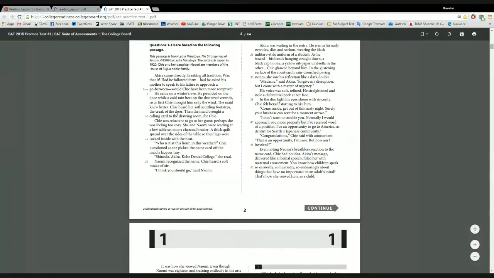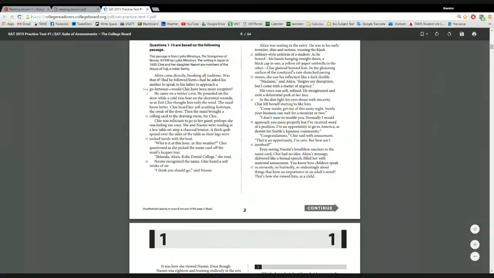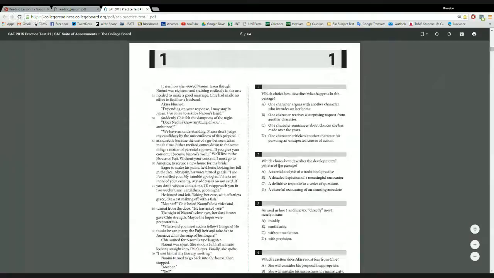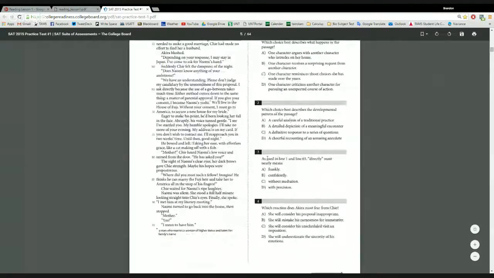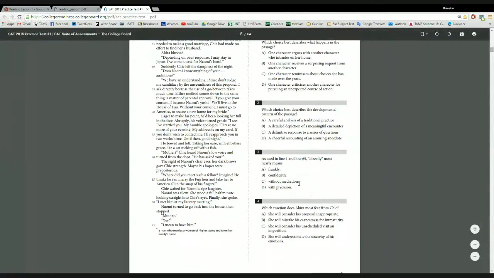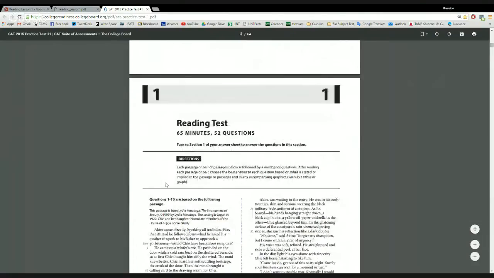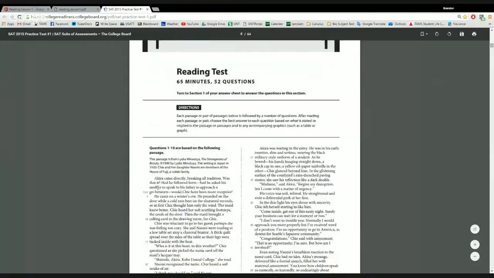Okay, so as I said earlier, we plotted the questions. After that, we go to the plotted questions and answer those. So this is right here. As used in line 65, directly most nearly means A, frankly, B, confidently, C, and D. So we actually want to go to line 1, read that real quick, where it says, came directly.